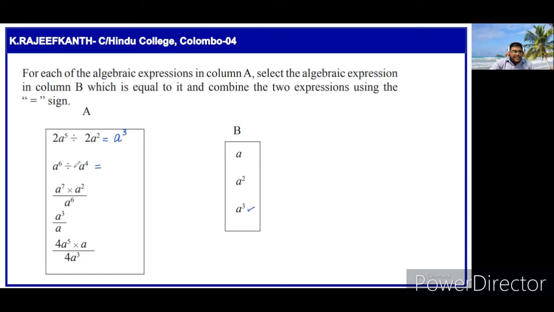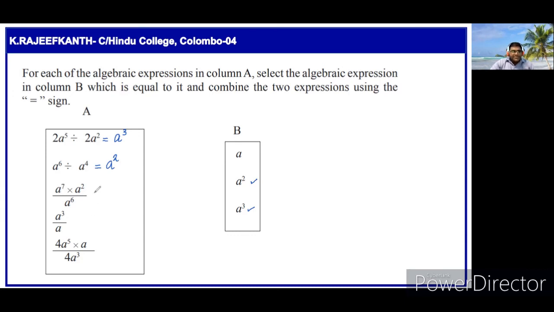The second one, a to the power of 6 divided by a to the power of 4. So we have to divide. Here the bases are equal, so we can subtract the indices. Then a to the power of 6 minus 4, 2. So this is the answer for the second one.